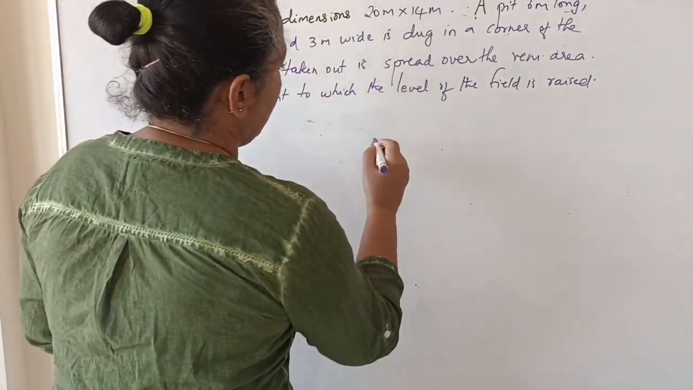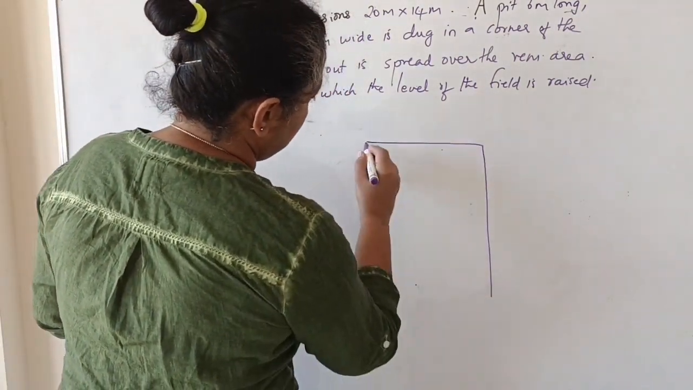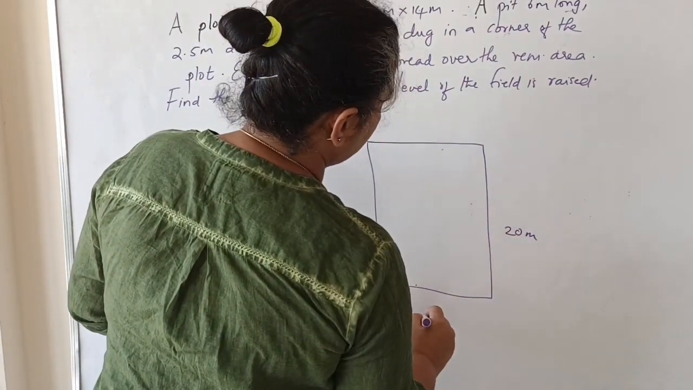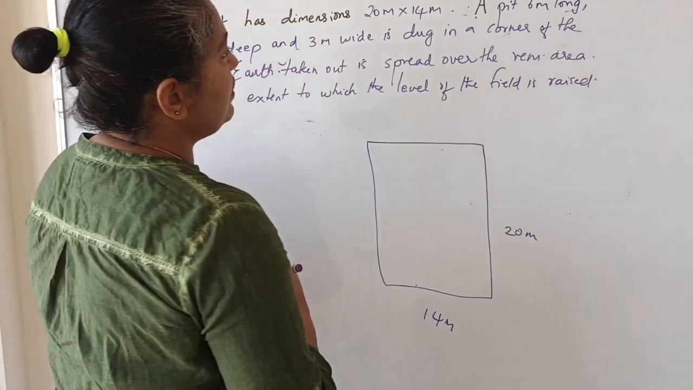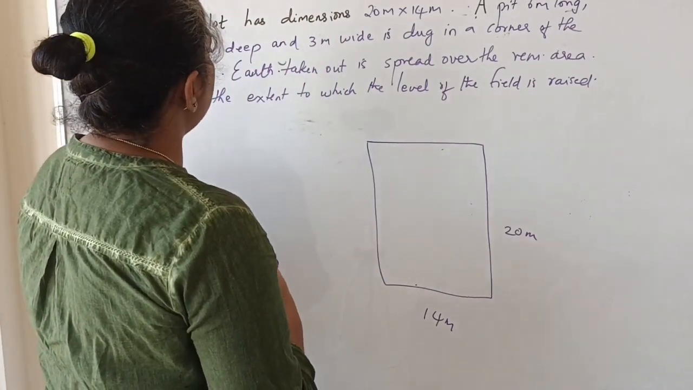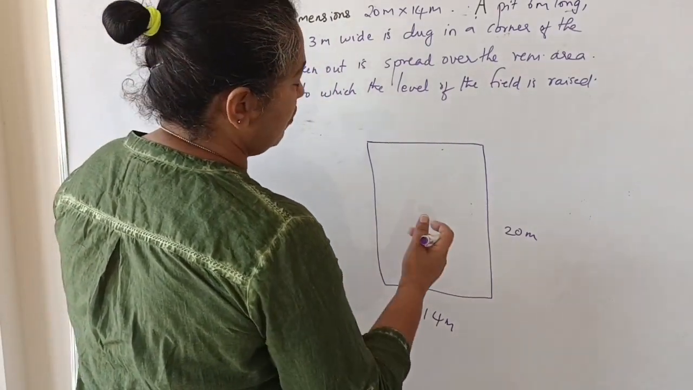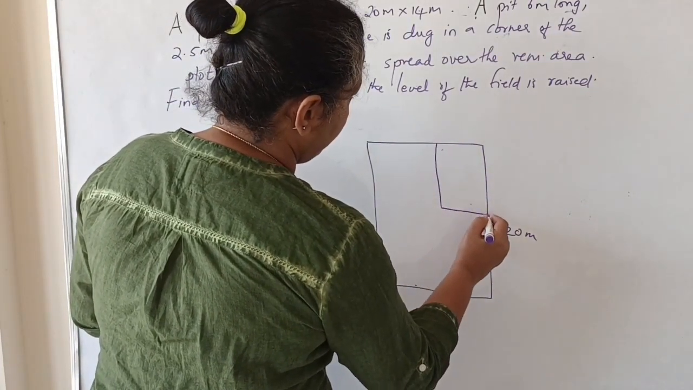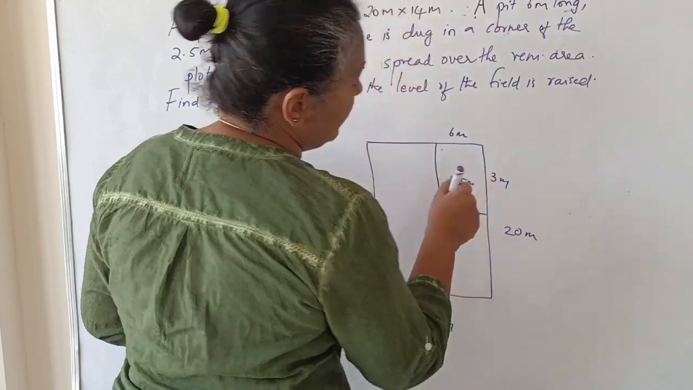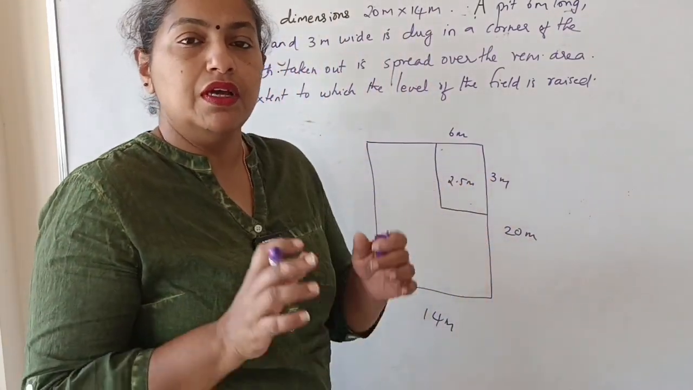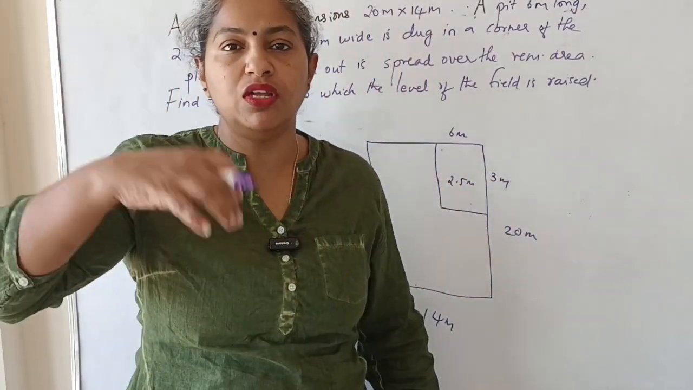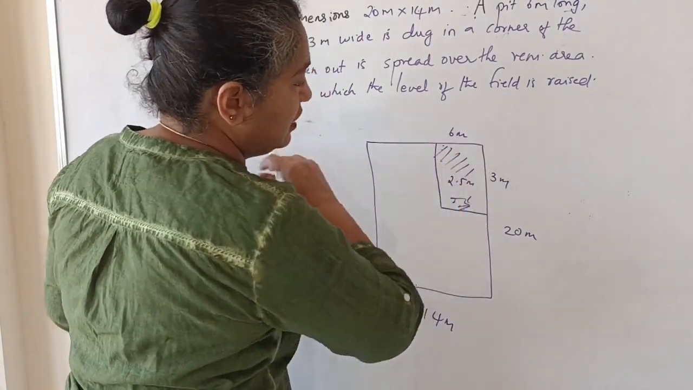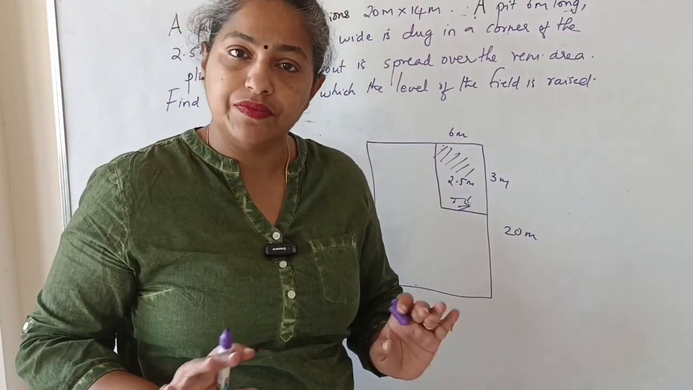Now, you have a plot which is 20 meters by 14 meters. There is a pit 6 meters long, 2.5 meters deep and 3 meters wide dug in a corner. So, let us assume we have a pit over here. It is 6 meters long, 3 meters wide and there is a depth of 2.5 meters. Now, the concept is the same. The volume of the earth taken out from this particular pit is equal to the volume of the earth that is spread across the field.